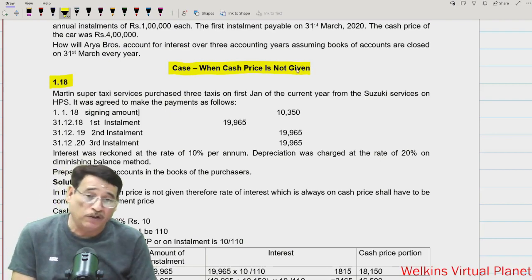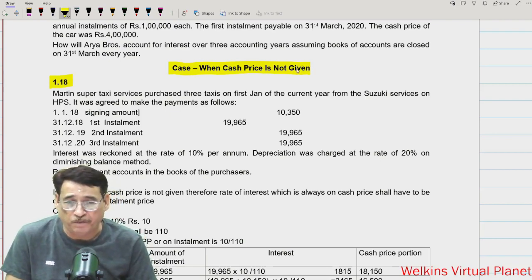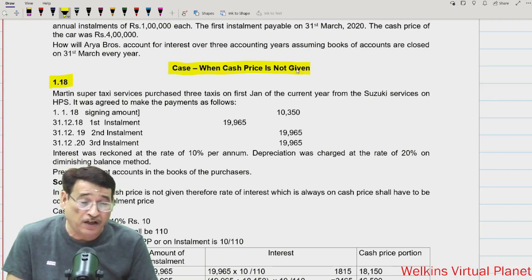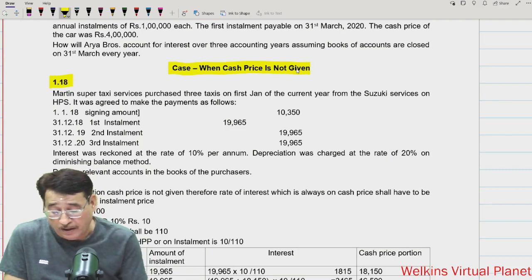In this method we will see that cash price is not given. So when cash price is not given, and you know that without finding cash price we cannot do the costing, we cannot do the entire accounting, because cost price is of paramount importance, correct?